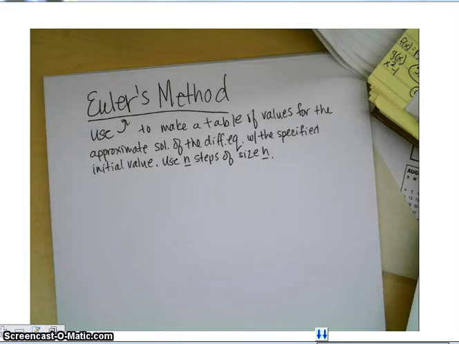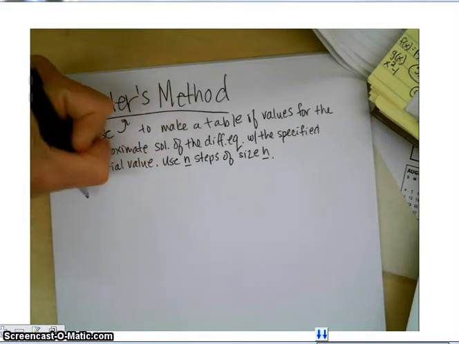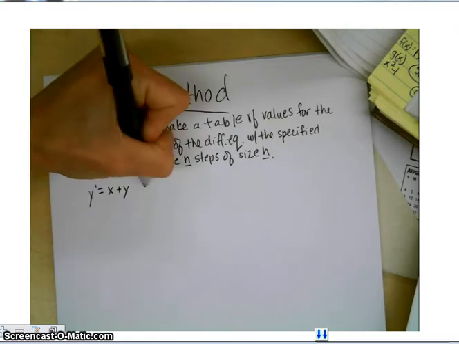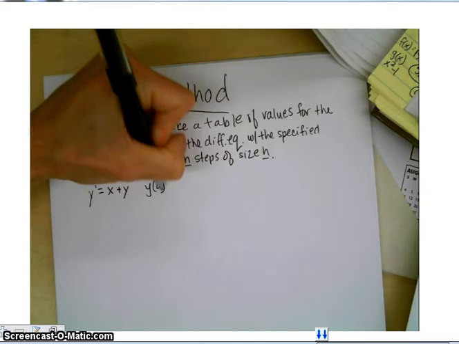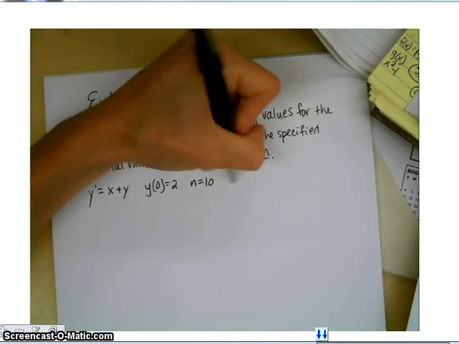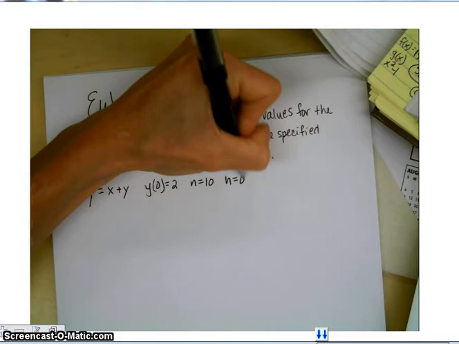We're just going to take a look at a problem. We have that y prime is x plus y, and we know that y of 0 is 2. We know that n is 10, and h is 0.1.